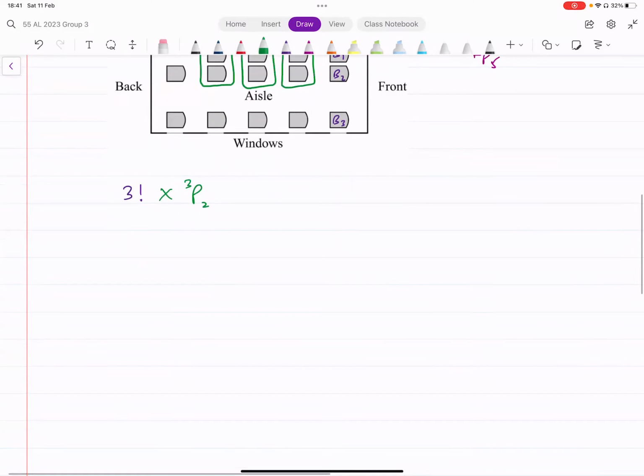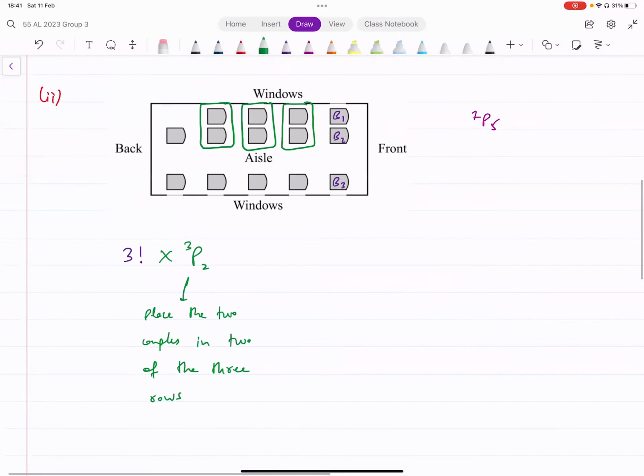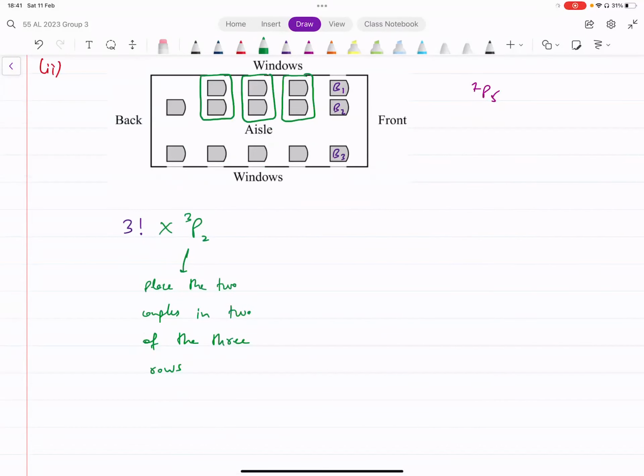And what exactly does it mean? You are basically arranging or placing the 2 couples in 2 out of the 3 rows. आपने उनको इन 3 rows में से किसी 2 में place कर दिया.